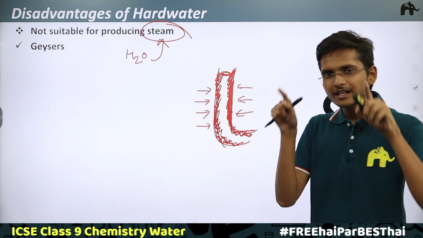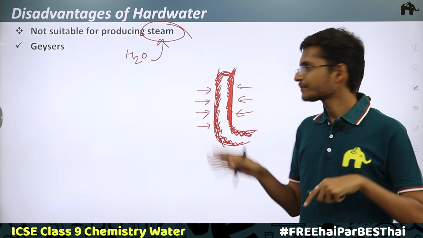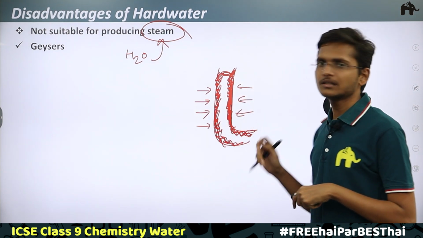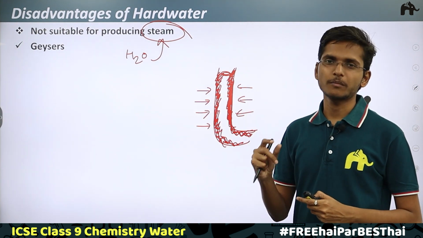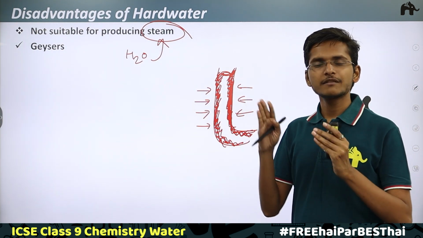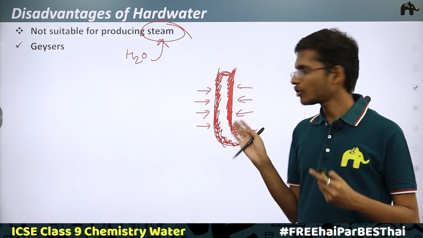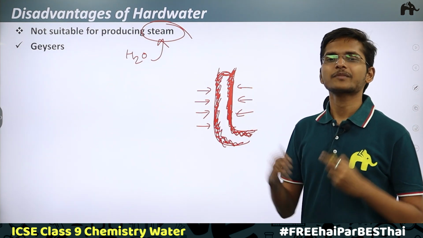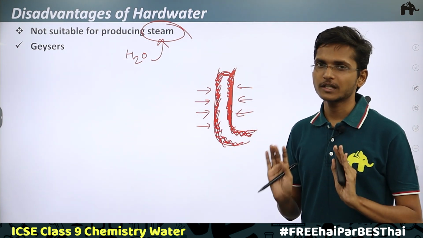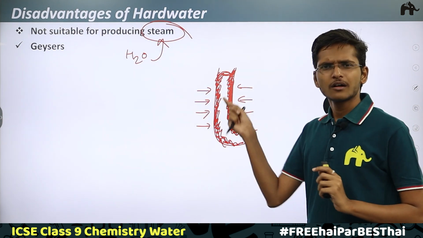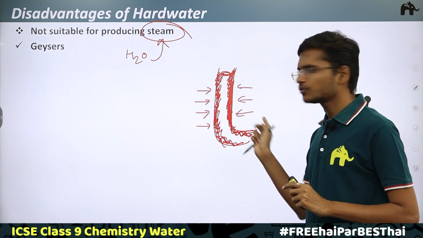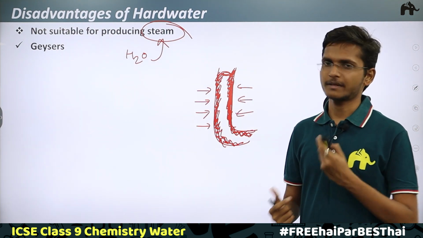In this way, the inner lining of the geyser now would be accumulated by the calcium carbonates or magnesium carbonates. So now our geyser would not function properly, because whatever energy we are giving to the geyser would not reach the water effectively, and slowly and gradually our geyser would stop working also. It may stop working also. Clear? Because of the choking due to this accumulation of salts, calcium carbonates, magnesium carbonates.